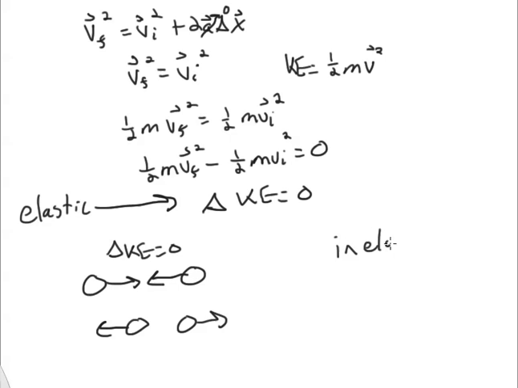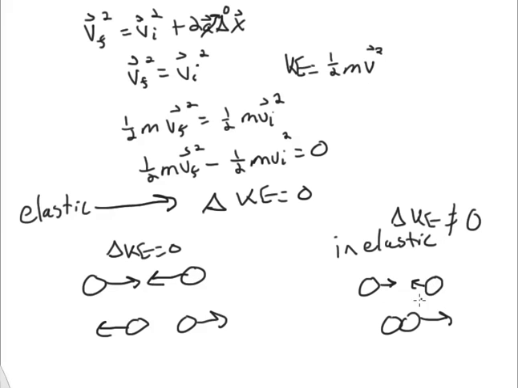And then you also have an inelastic collision, where you have two objects coming in to hit each other, and after they collide, they stick together and move off as one. In this case, the change in kinetic energy does not equal 0 because we lose some energy in joining these two particles together.